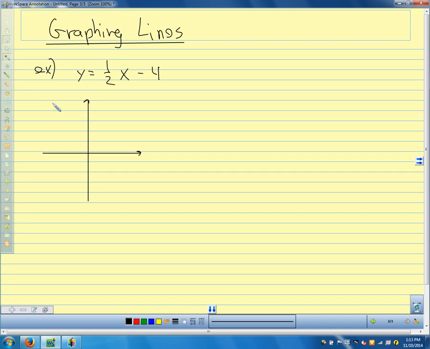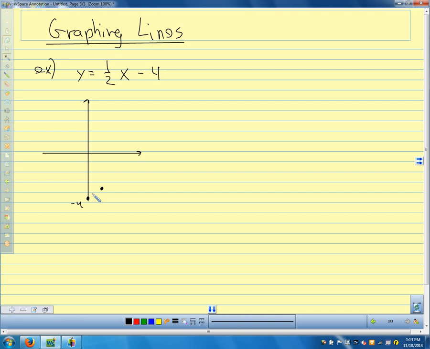-4. -4 where? On the y-axis. So this tells me my y-intercept. So I'm going to go down here to -4 on the y-axis. And how do I find another point on my line? Our slope is 1/2. So you go up one. So I go up 1 over 2, plot another point.